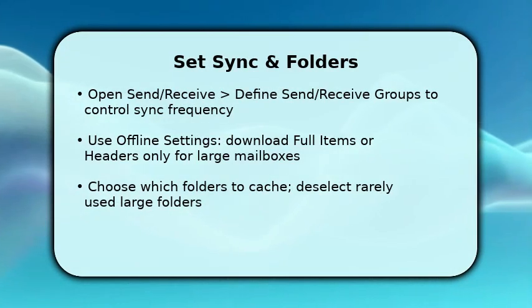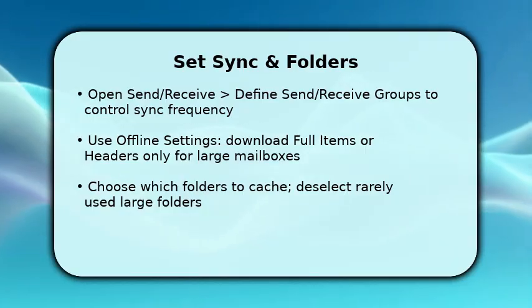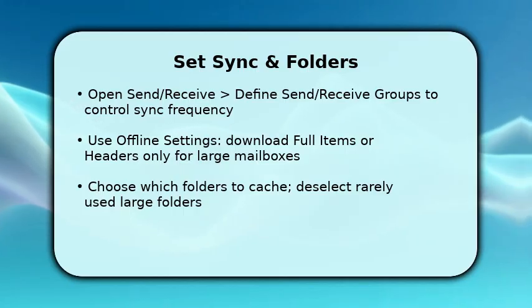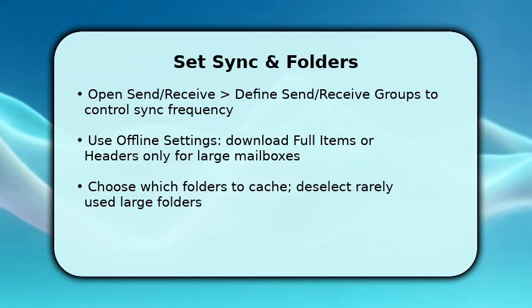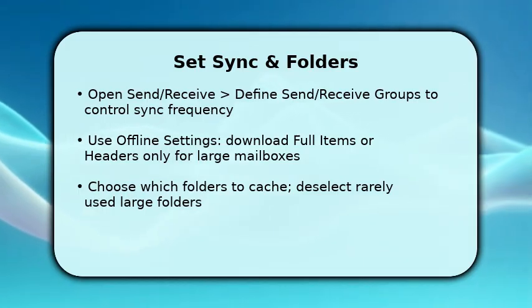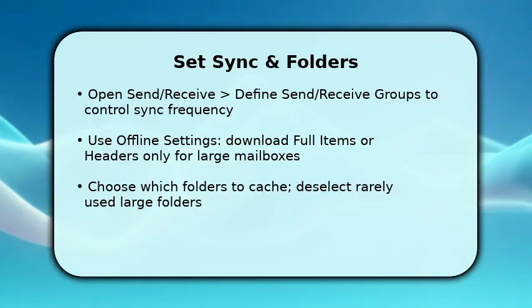Next, configure what actually downloads so offline behavior matches your needs. Go to Send/Receive settings and define a group for the account, set automatic intervals or manual sync. For large mailboxes, choose download headers only to save space, or full items for attachments you need offline.